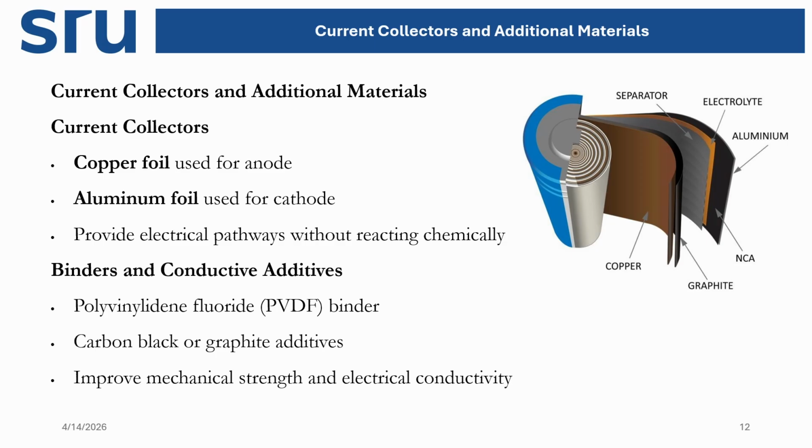Current collector: where the material is coated, we call that the current collector. Normally different kinds of material are used. Copper foil or aluminum foil is used for these purposes.